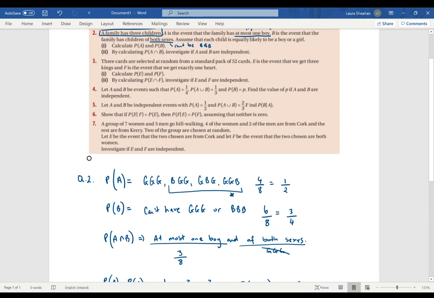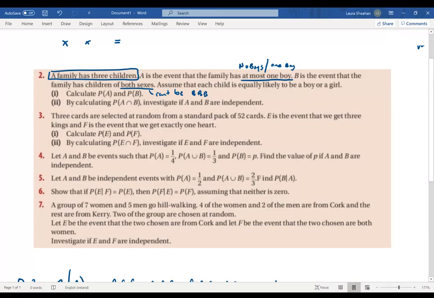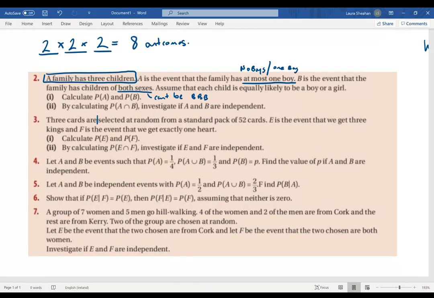Question 3: 3 cards are selected at random. I love this word selected or chosen, because that means there is choice, so you are using the C function on the calculator. At random from a standard pack of 52 cards, so there are 3 chosen from 52. So 52 choose 3 means there are 22,100 possible outcomes of choosing 3 cards at random.